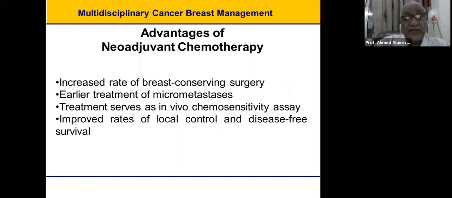Neoadjuvant chemotherapy increases the rate of breast conserving surgery, and allows early treatment of macrometastasis. Treatment serves as an in vivo chemosensitivity assay, with improved rates of local control and disease-free survival.